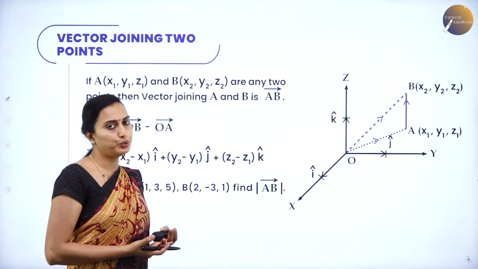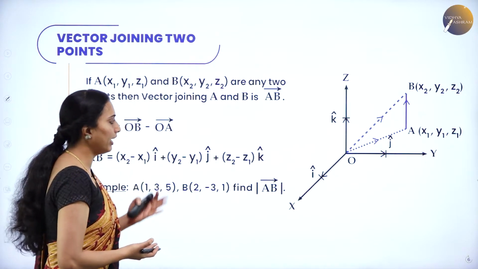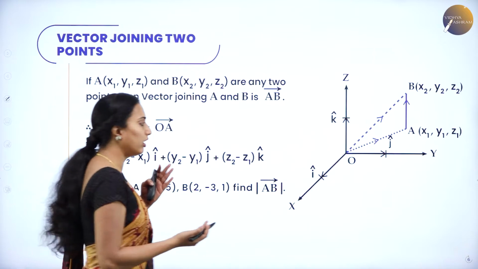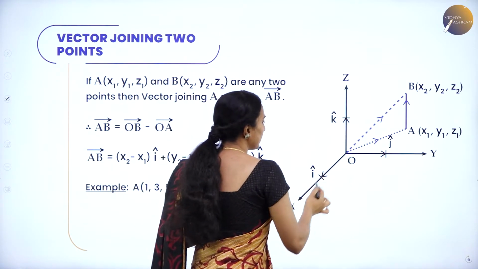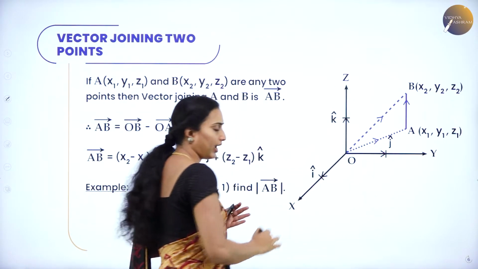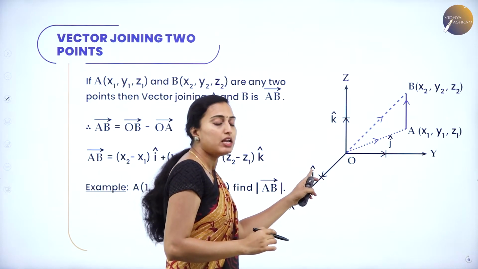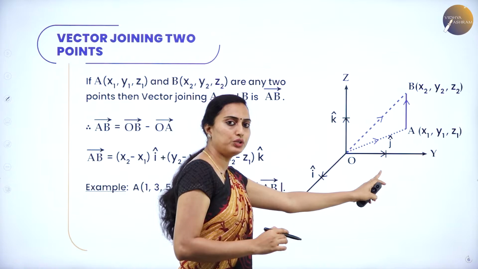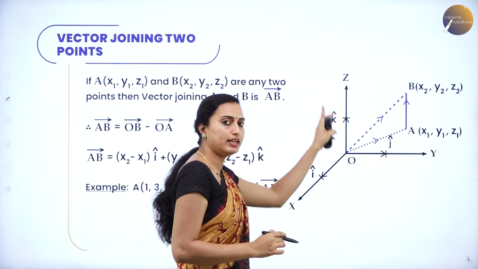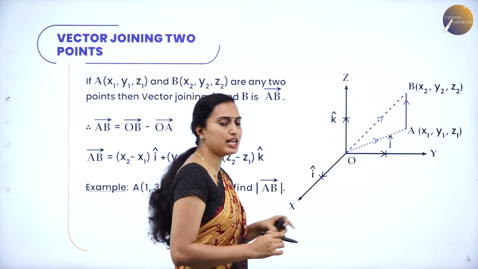Line joining the 2 points. Here I have taken a diagram like this in space, or in 3 dimensions: the x-axis, y-axis and z-axis. The x-axis will have a unit vector i cap, the y-axis will have a unit vector j cap, and the z-axis will have a unit vector k cap.